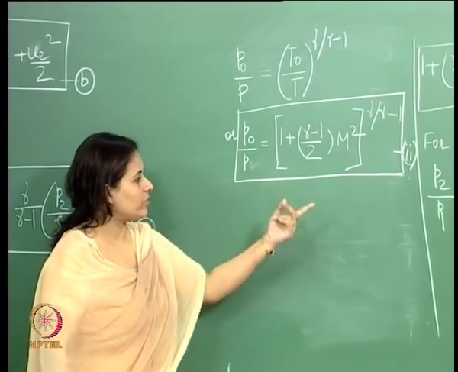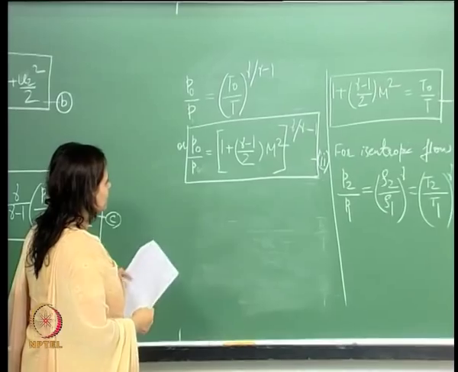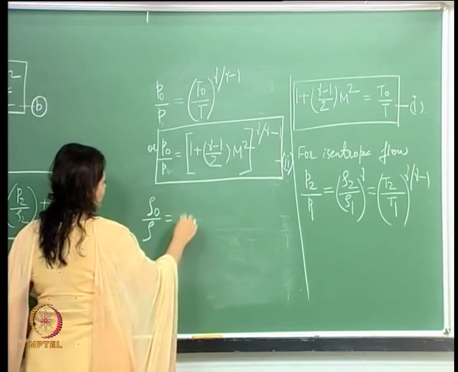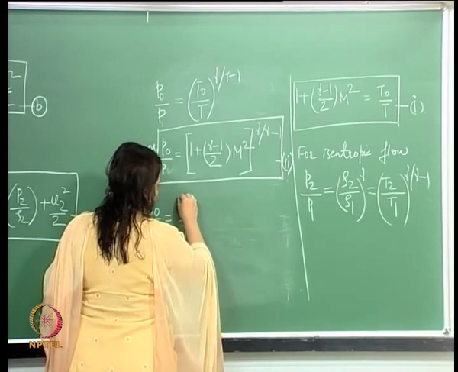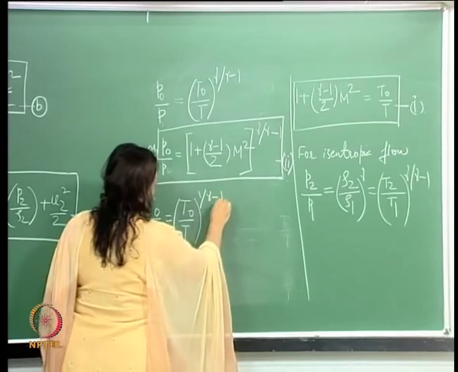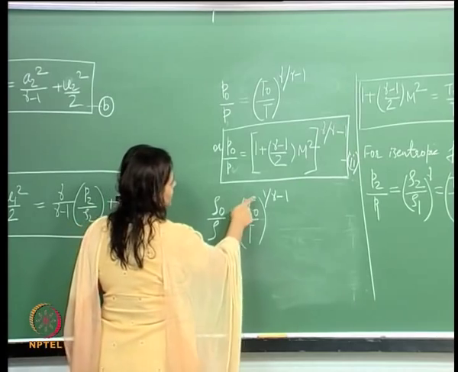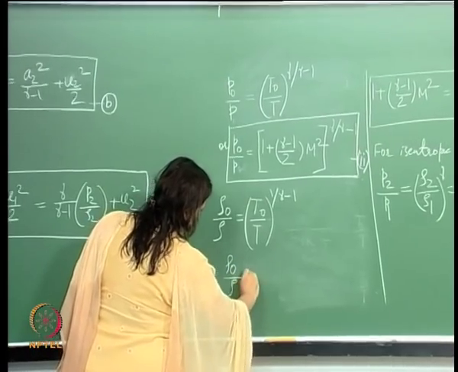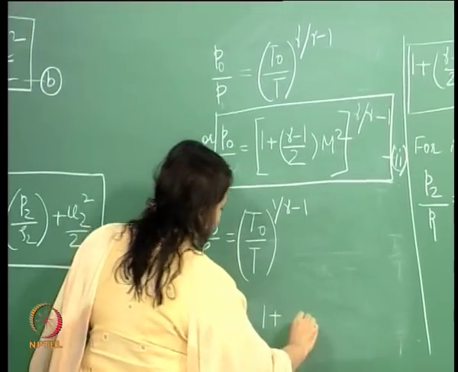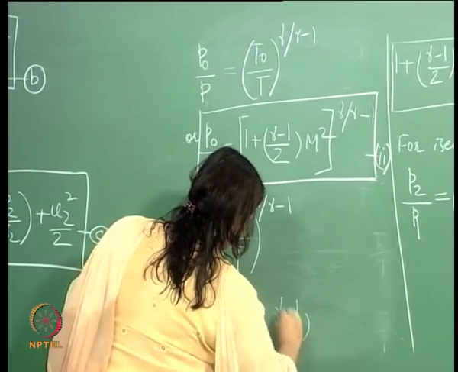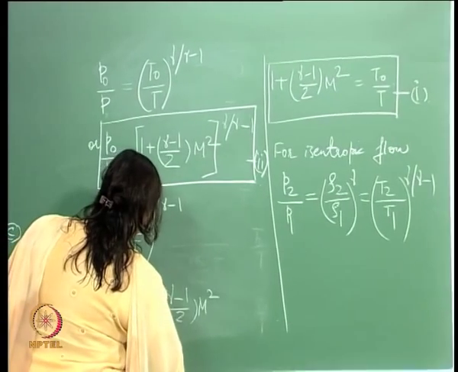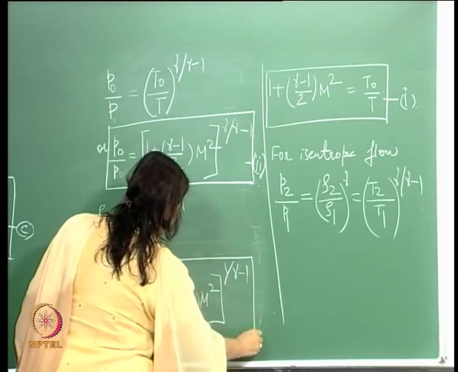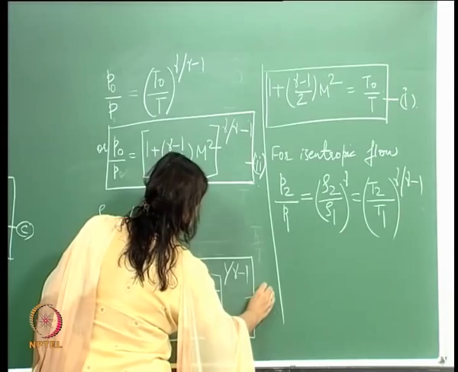So we can now do the same thing for the density, right? We can do the same thing for the density. So then again, T0 by T is available here. So then I write this as, right, so therefore I get this relationship.